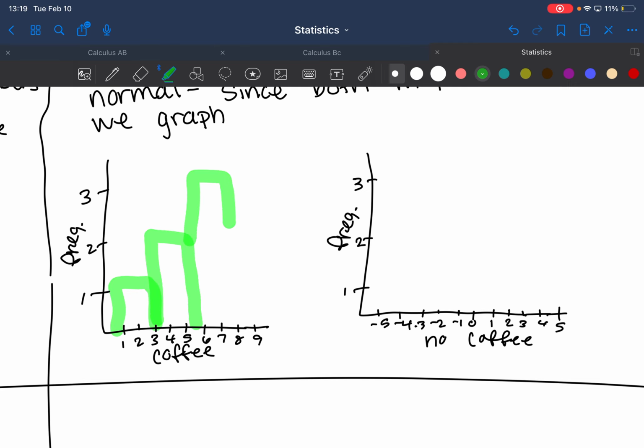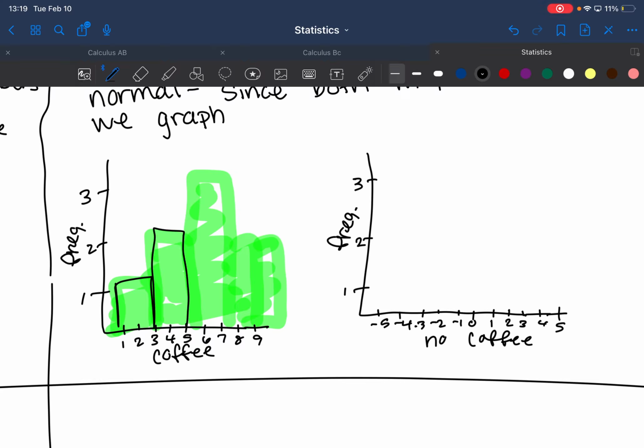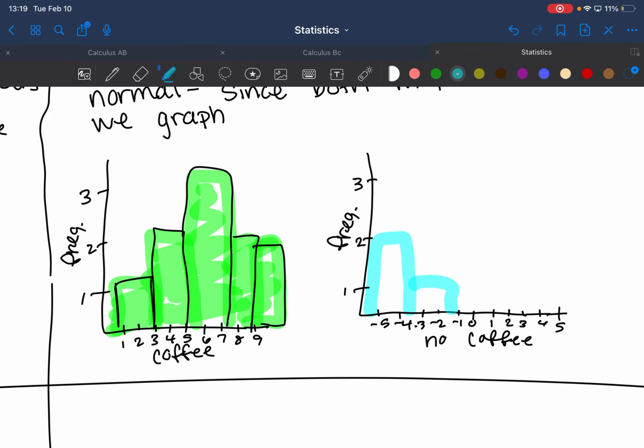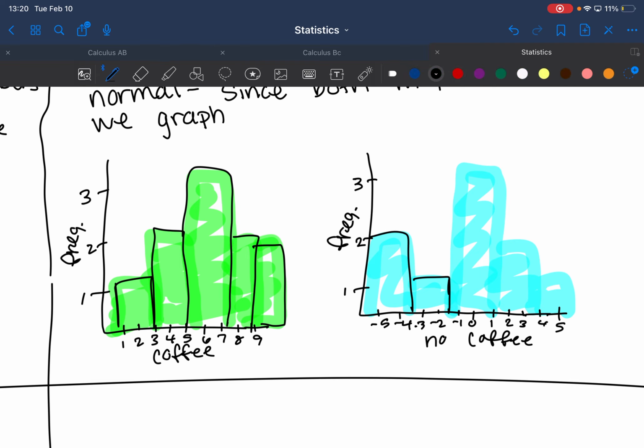Again, it does not need to be precise. Just make it the best you can. Okay, so I have my 2 histograms.